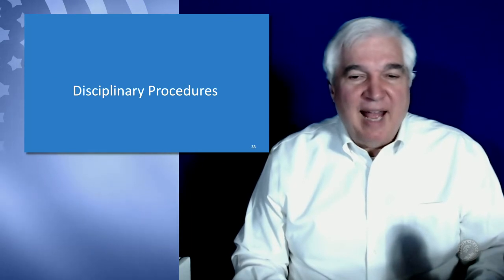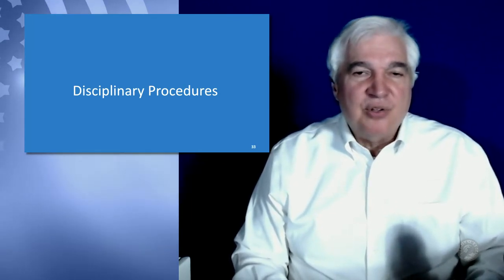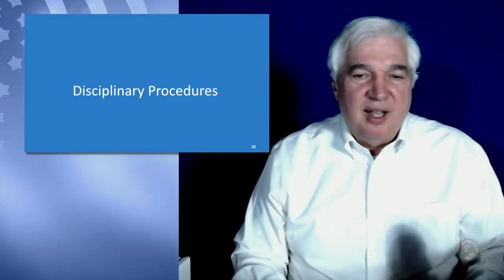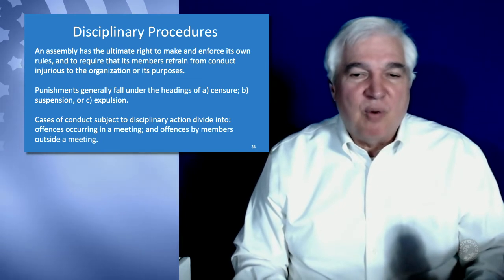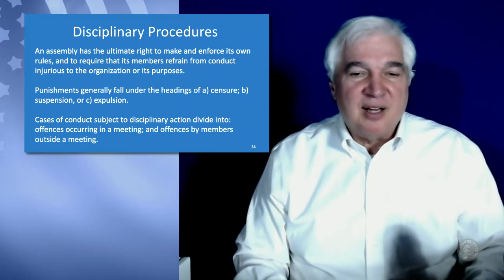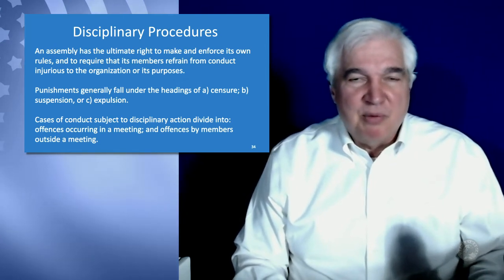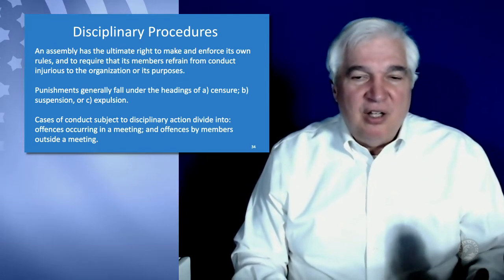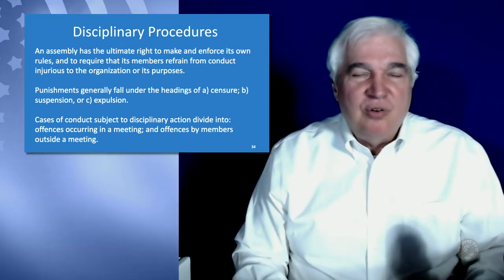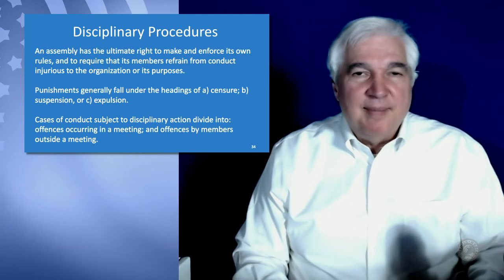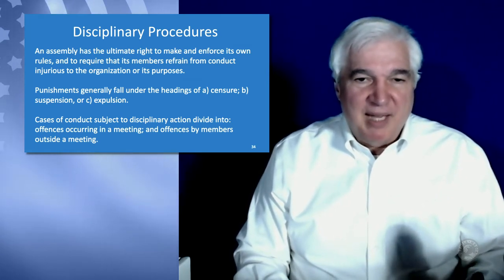There are other things that can happen inside a meeting besides removal, and those are disciplinary procedures. So an assembly has the ultimate right to make and enforce its own rules and to require that its members refrain from conduct injurious to the organization or its purposes. So apart from someone being a presiding officer or an officer in the organization who's being abusive, you can also apply parts of Robert's Rules of Order to people that are just not behaving properly.